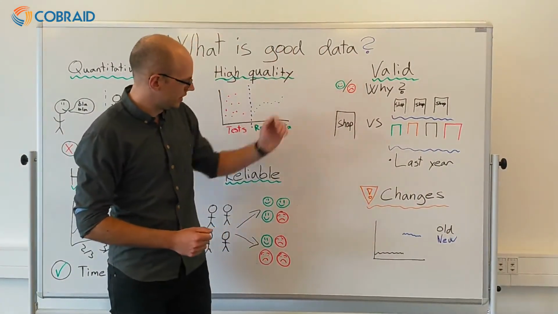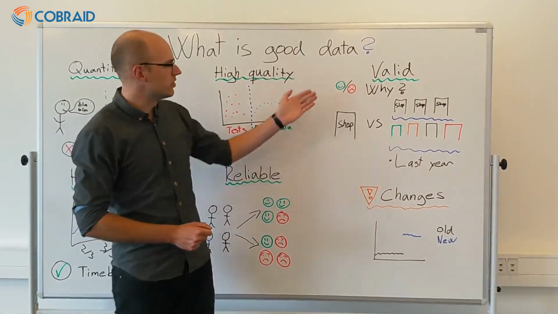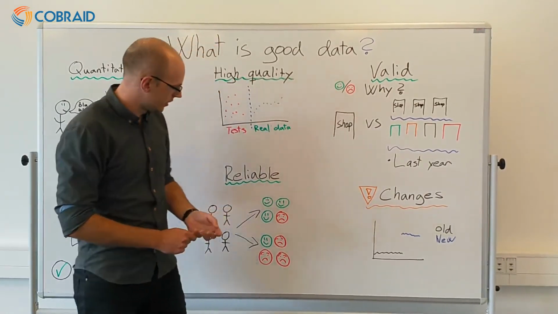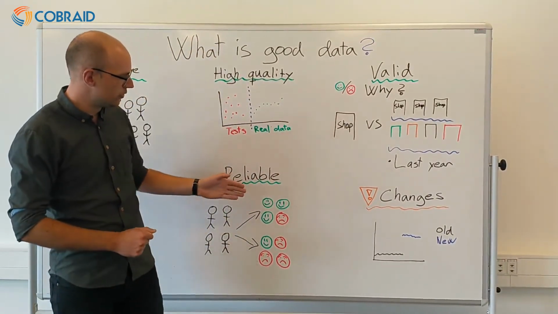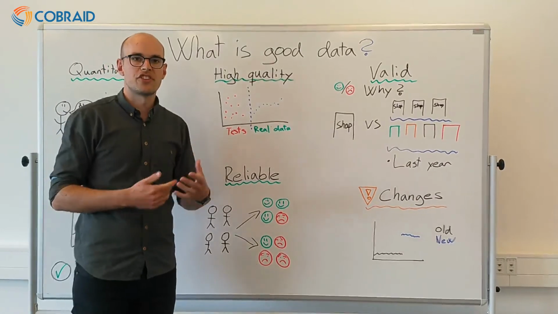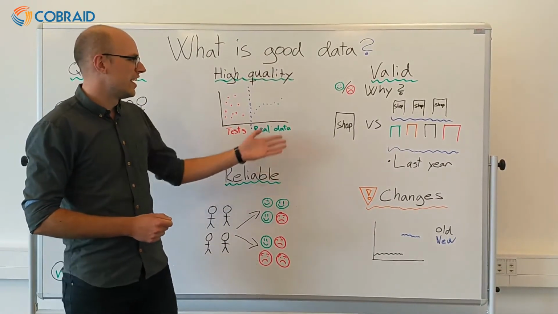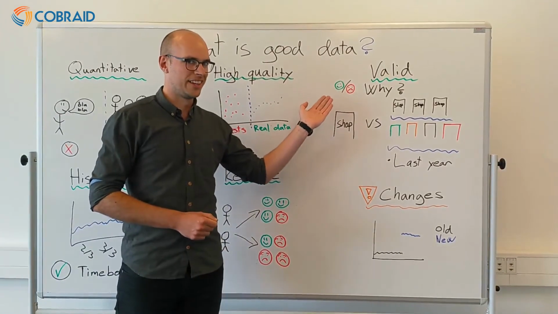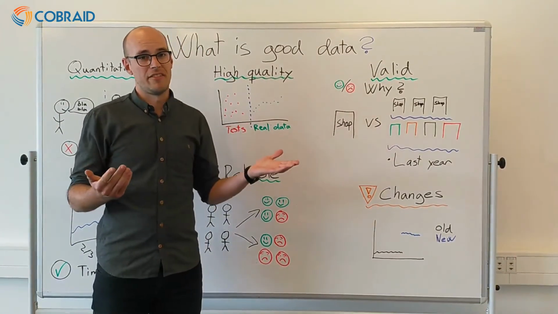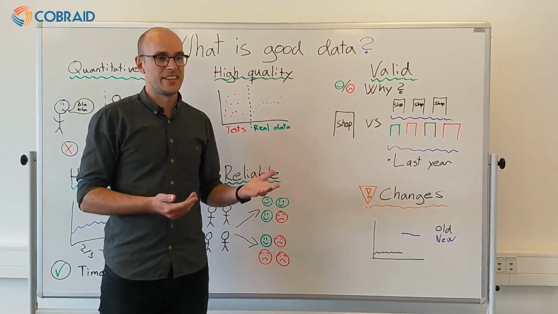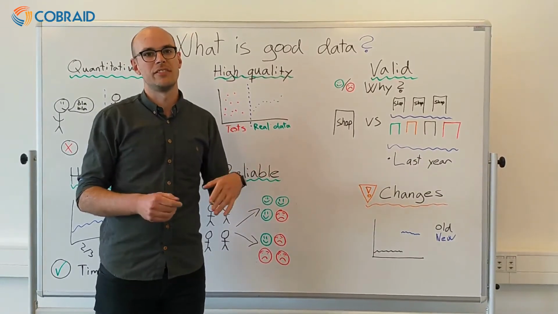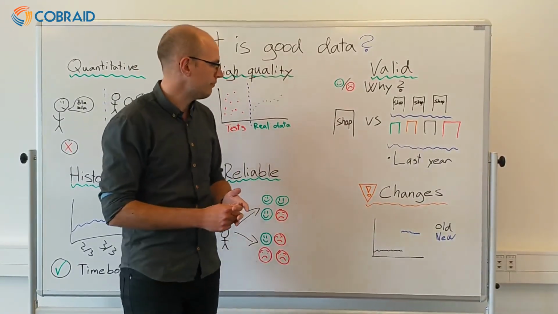Now, when the data is reliable, it also needs to be valid. So let's take this example from before. You measure the customer satisfaction by counting the number of smiling people. Now, do you know why they're smiling or not? It could just be that they have a bad day. Then that has nothing to do with the experience they get when they go into your shop.